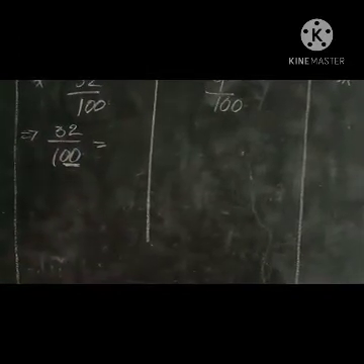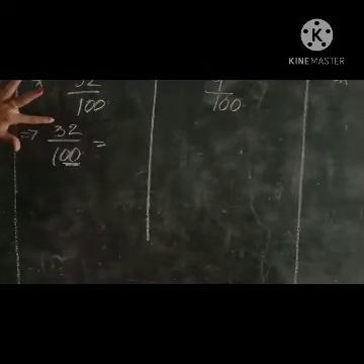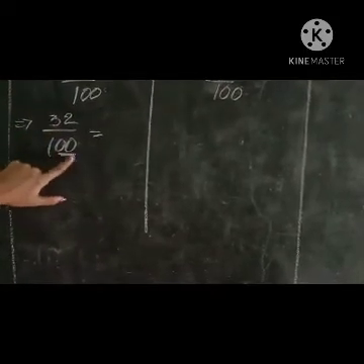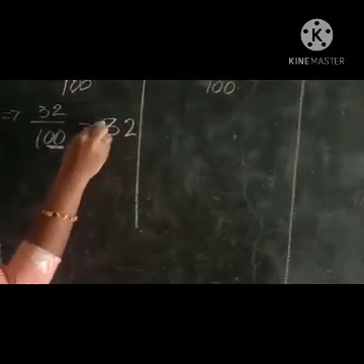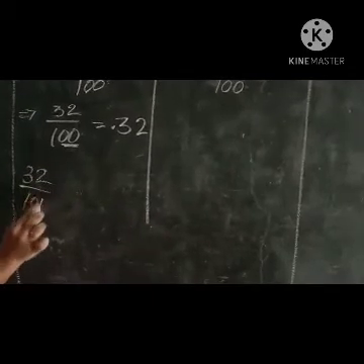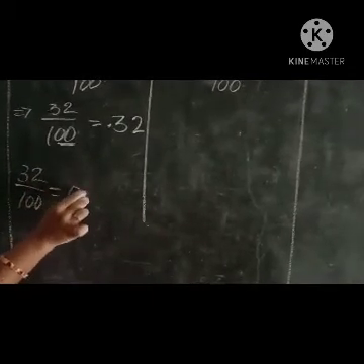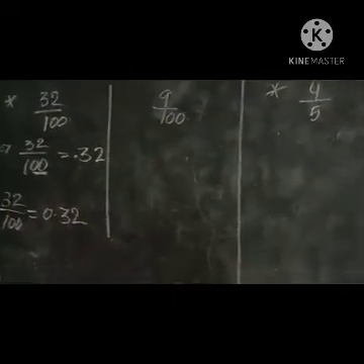How many numbers are there in the numerator? 3 2. 2 numbers are there. Here also 2 zeros are there. Just write 3 2 after the point. So 32 by 100 equals 0.32. Now see the next one.